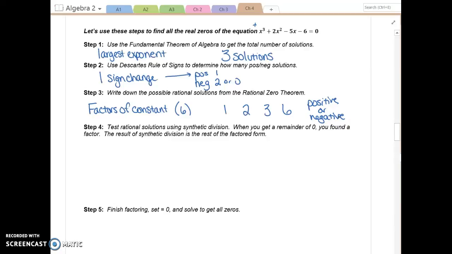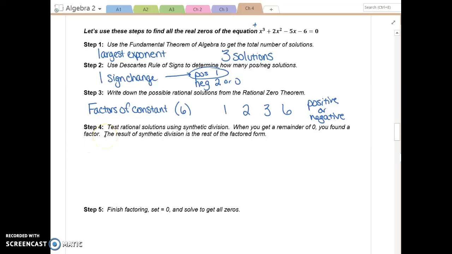This actually means that there are 8 possible solutions, because positive 1 or negative 1 might be a solution, positive or negative 2, positive or negative 3, positive or negative 6. So some teachers would say, check all 8 of them, or just start working on positive, negative, until you find the right one. But because of Descartes in step 2, we know that there's definitely one positive solution. There might not be any negative solutions. We might check all of these and have none of them work, which means there's imaginary solutions. But we know there's definitely one positive solution. That's where we're going to start with.